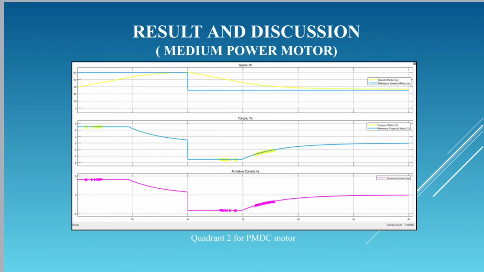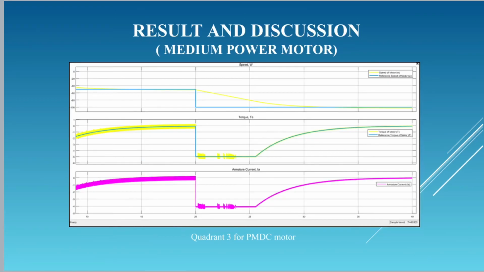The speed graph expresses the same as quadrant 1, but with a slight difference. When t equals 20 seconds, the torque becomes negative as a requirement for the change in direction of the motor. The speed of the motor and the armature current have decreased significantly.